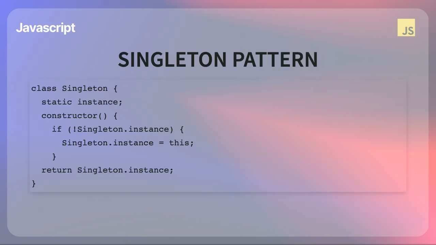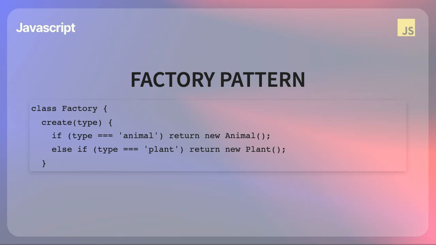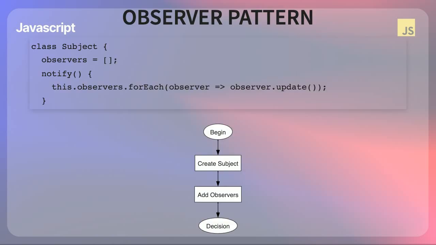The Singleton pattern ensures a class has only one instance and provides a global point of access to it. The factory pattern provides a way to create objects without specifying the exact class of object that will be created. The observer pattern allows an object to notify other objects about changes to its state.